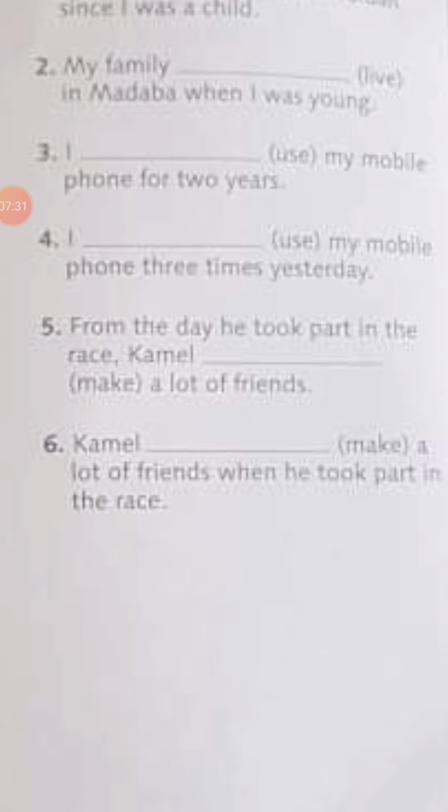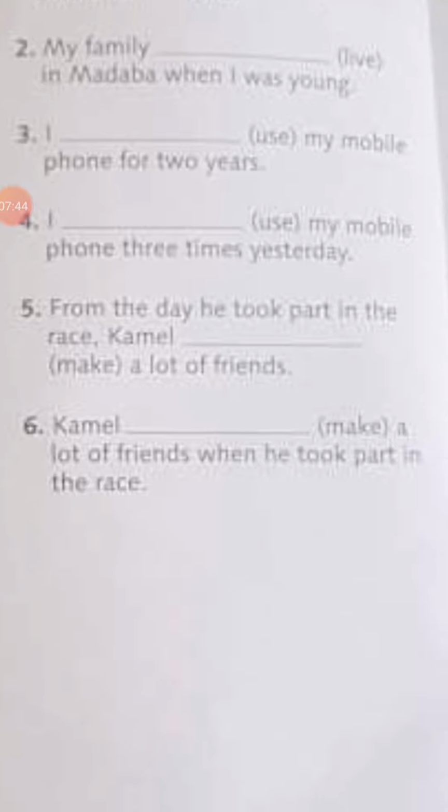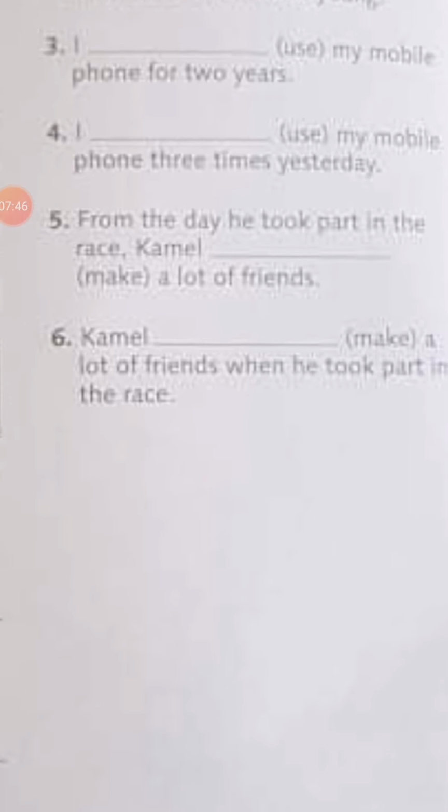Okay? So since here, same meaning for what? For from the day he took part in the race. You can say it from the day he took part in the race. So it's a keyword for present perfect. Number 6. Camel blank make a lot of friends. What's that tense here?